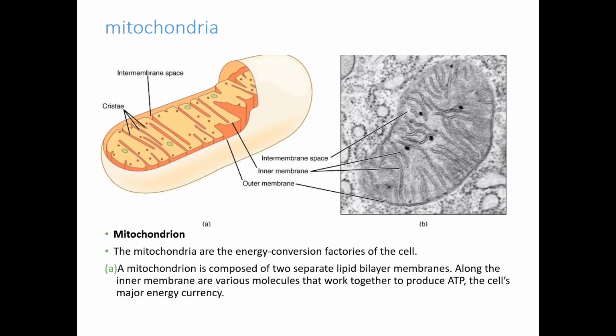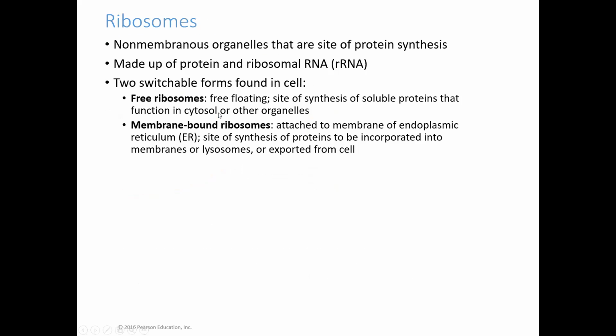Mitochondria has a phospholipid layer. It has an outer layer and an inner layer, and all the work gets done on the inner layer. So we'll talk a lot more about that in chapter 24. So while mitochondria have this double membrane, ribosomes don't.